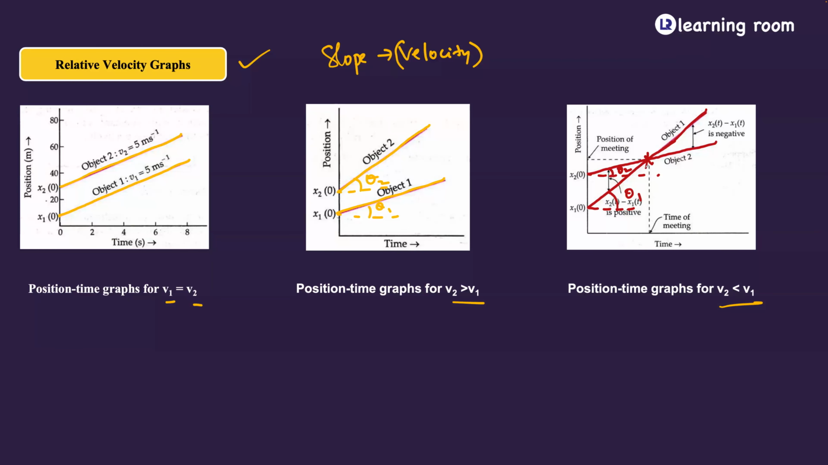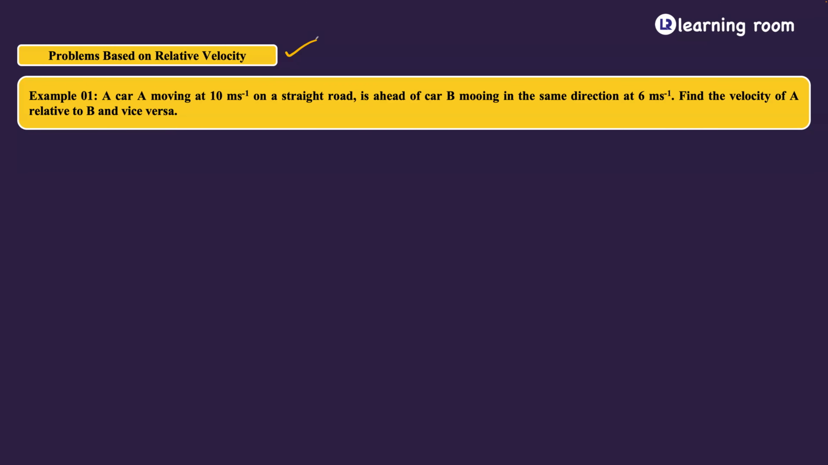So listen, let's do problems based on relative velocity. This is one-dimensional relative velocity. First example: a car A moving at a speed of 10 meters per second on a straight road is ahead of car B moving in the same direction at a speed of 6 meters per second. Find the velocity of A relative to B. Meaning the question is, what is the velocity of A with respect to B? It is velocity of A minus velocity of B. So put an arrow mark on top of it because it's a vector quantity.